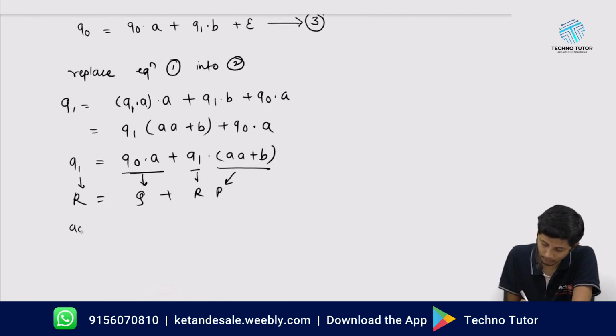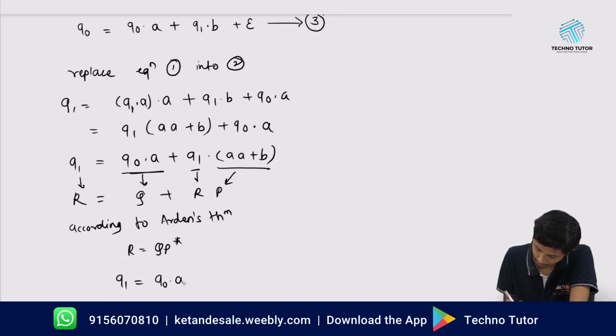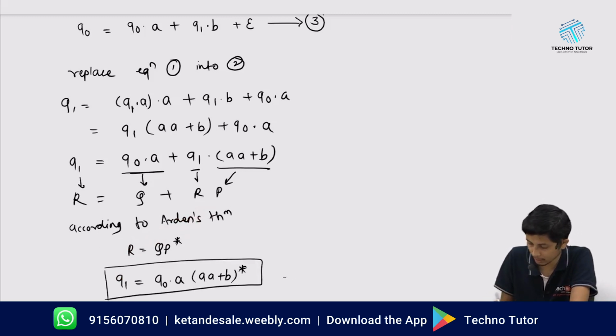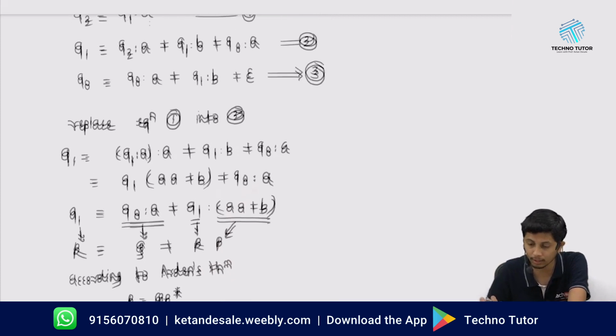So according to Arden's theorem, you can simplify it as R is equal to QP star. R means Q1 is equal to Q0 dot A, and P is your A plus B, whole star. This new value of Q1 that you received, mark it as 4. It may be required in some further equation.